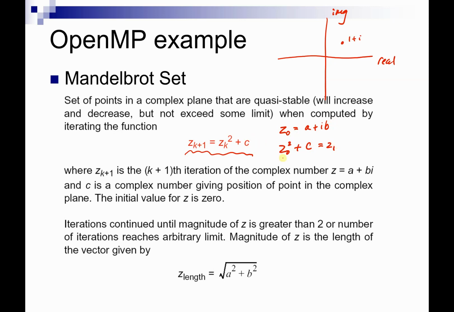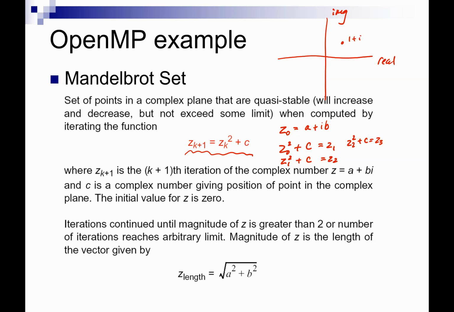Then you take z1, square it again, and add c to it. That gets you z2. Then you do it again and you get z3. So you do z2 squared plus c, and then you get z3, and then you just keep doing this.